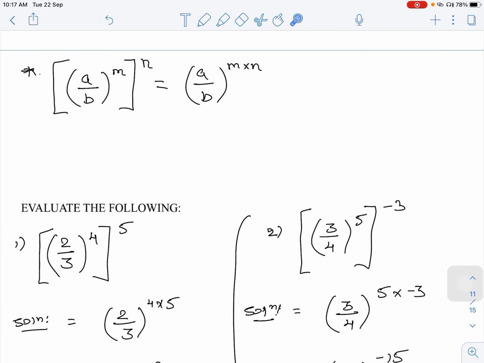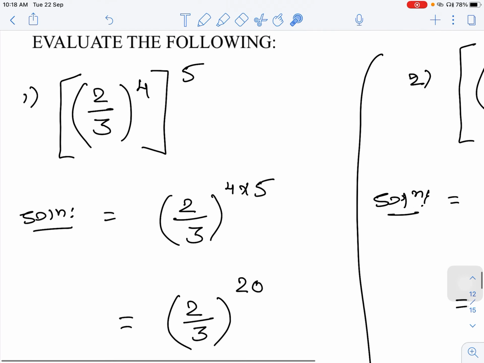Now, here our next law is (a upon b) raised to any power m, and it is again raised to the power n. So it can be read as ((a/b)^m)^n. Now when there is a power over a power, at that time what we have to do, we'll keep the base as it is, and we will multiply the powers. So how to read it? ((a/b)^m)^n is equal to what? Our base as it is, and we are doing multiplication of powers. Now let us see some examples based on this one.